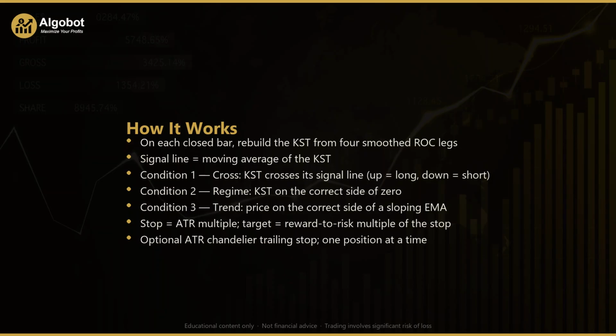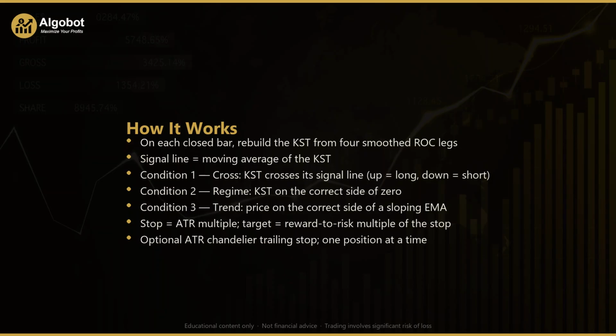Now the strategy looks for three conditions to line up. The first condition is the momentum cross. For a long, the KST has to cross from below its signal line to above it. For a short, it has to cross from above to below. This crossover is what times the entry. The second condition is the zero-line regime filter. A long is only allowed when the KST is above zero, confirming that the aggregate momentum is genuinely positive. A short is only allowed when the KST is below zero. This keeps the strategy from acting on a small upward wobble inside a broader down phase.